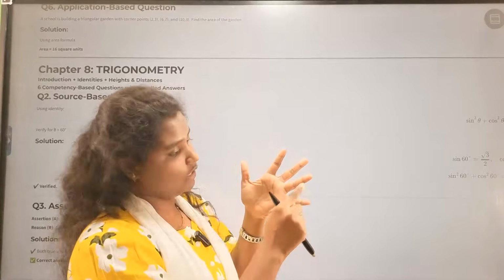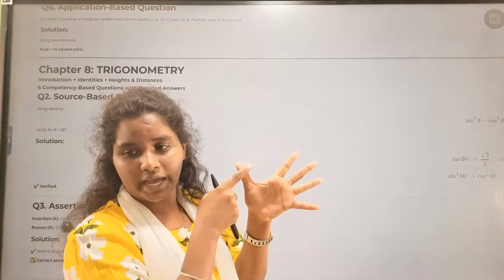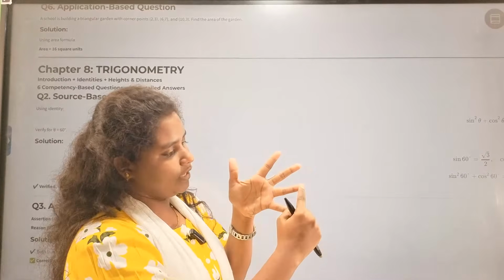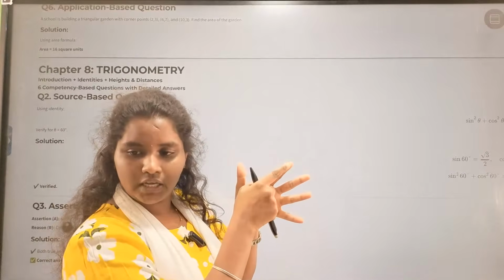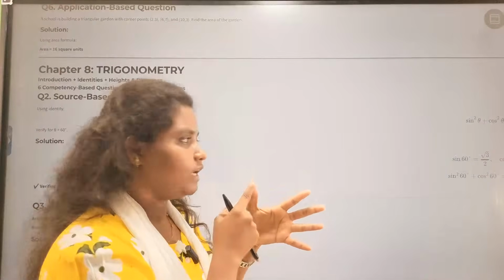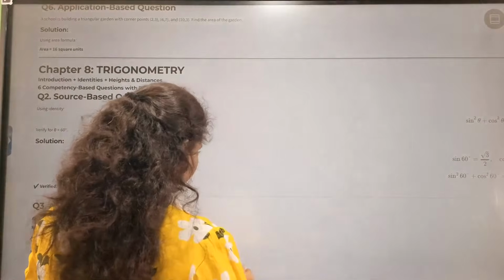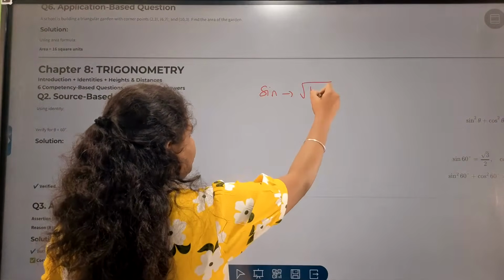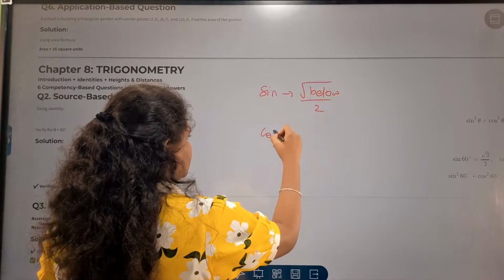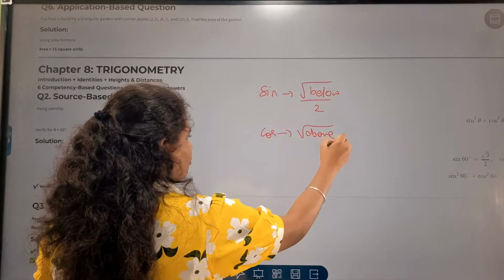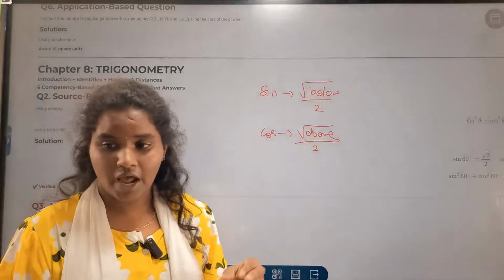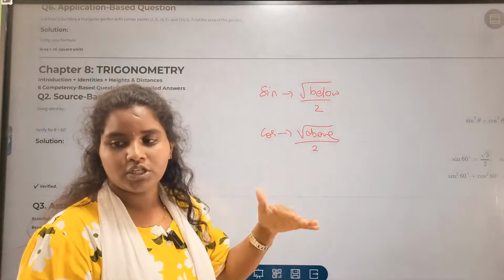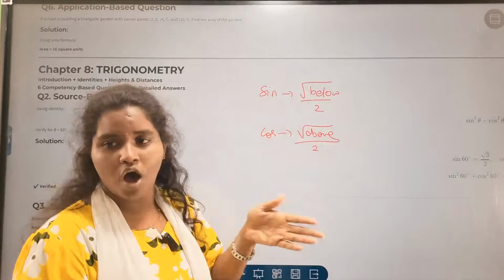It's 0 degree, 30 degree, 45, 60 and 90, right? So 0 degree, 30 degree, 45 degree, 60 degree and 90 degree, right? See, remember this formula. Sine means it's root below by 2. Cos means it's root above by 2, right? Listen carefully. Sine means it's root below by 2. Cos means it's root above by 2.